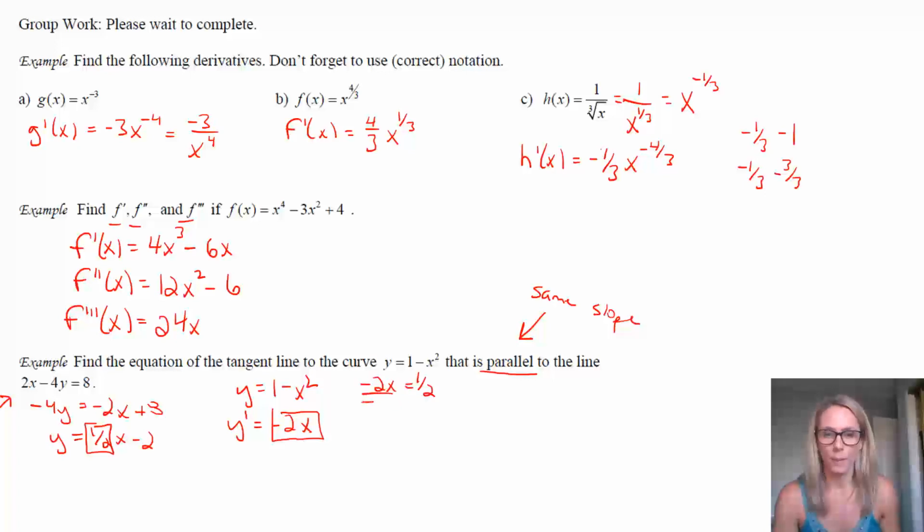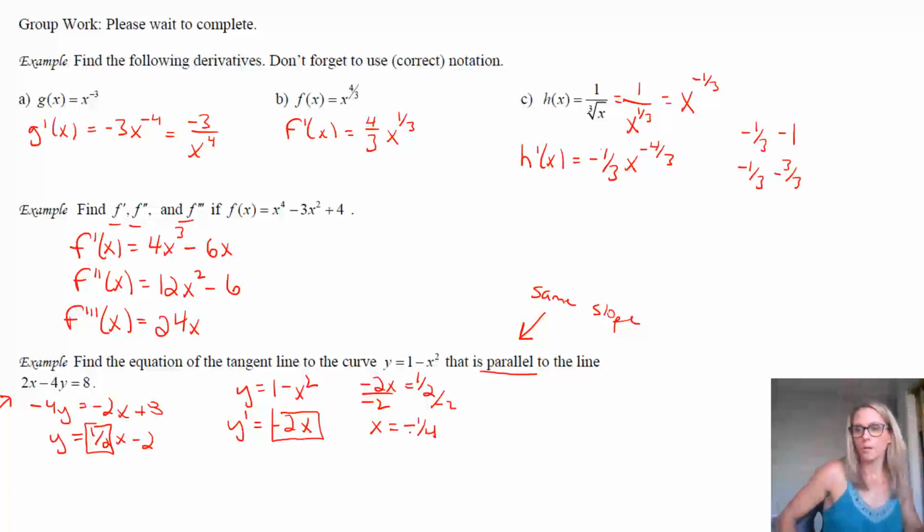So if we divide both sides by negative 2, it's going to look a little bit weird, but we get x equals 1/2 divided by negative 2, so that's the same as 1/2 times negative 1/2. So we get negative 1/4. Okay, so that tells us the x value of where this tangent line is going to be. So you have your curve 1 minus x squared.